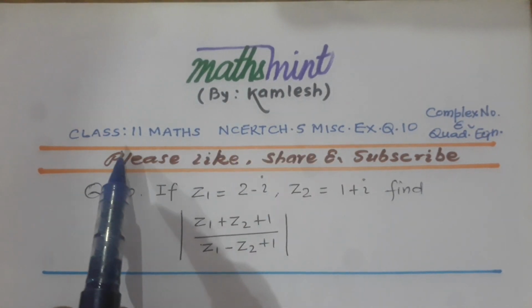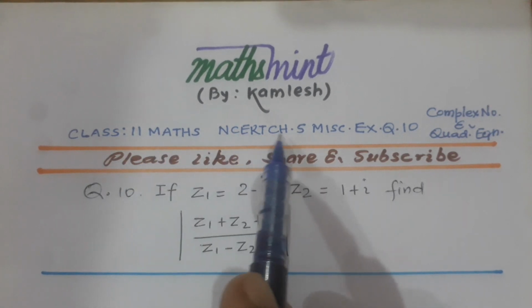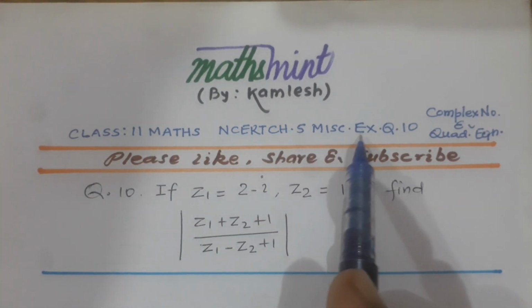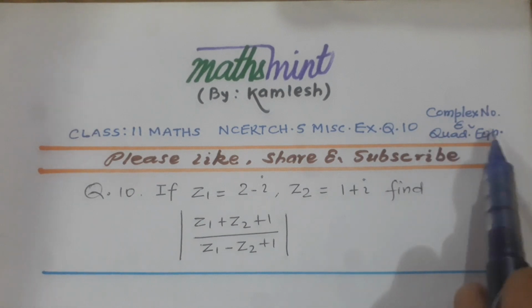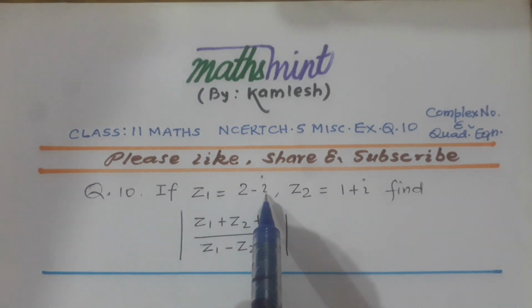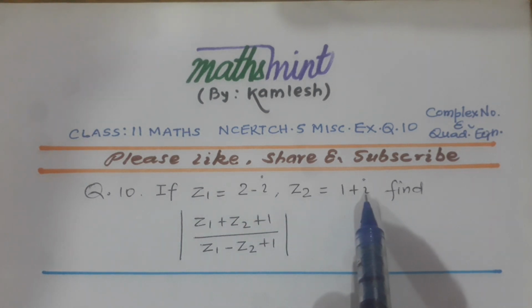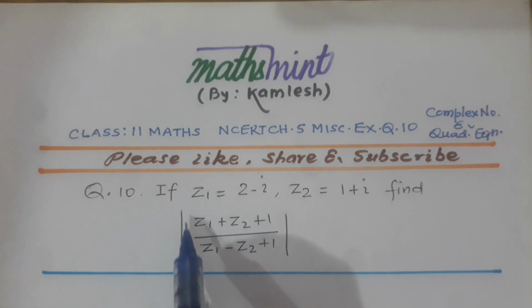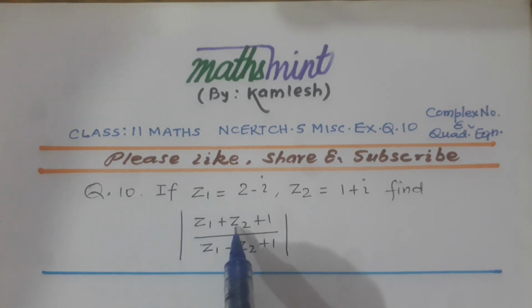It is a question for class 11 Maths, NCERT Chapter 5, Miscellaneous Exercise question number 10. Chapter is Complex Numbers and Quadratic Equations. In the question it is given, if z1 is equal to 2 minus i, z2 equal to 1 plus i, find the value of the modulus of (z1 plus z2 plus 1) divided by (z1 minus z2 plus 1).